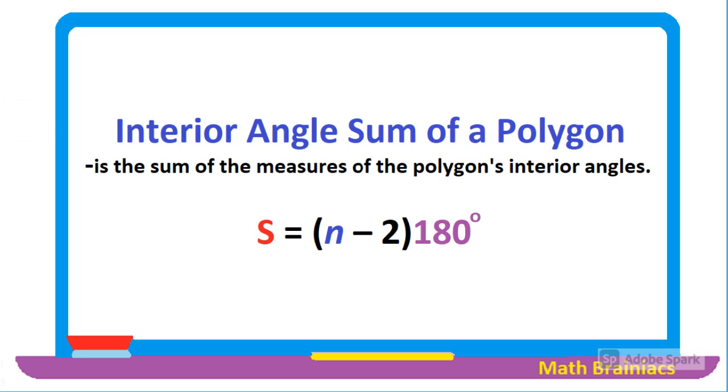Interior angle sum of a polygon is the sum of the measures of the polygon's interior angles. The formula for finding the sum of the interior angles of a polygon is S is equal to (n minus 2) multiplied by 180 degrees, where n is the number of sides of the polygon.